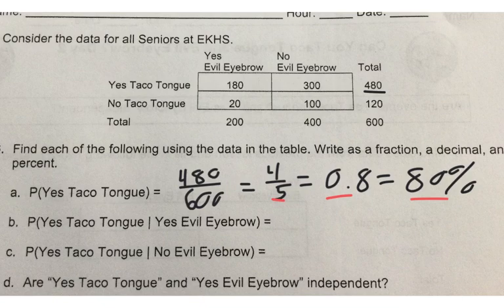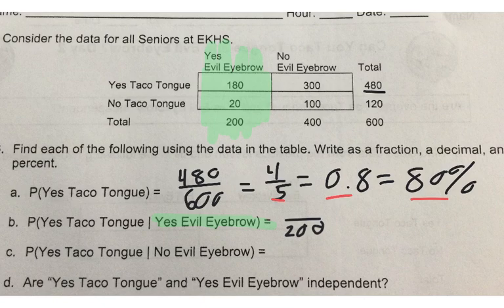Now for B, we're looking at the probability that they said yes taco tongue given that they were yes evil eyebrow. Because this is my given, I'm only looking at a subset of the population. The only people I'm looking at are the ones that said yes evil eyebrow, and that is these people right here. So how many total people are there? 200. That's my denominator.